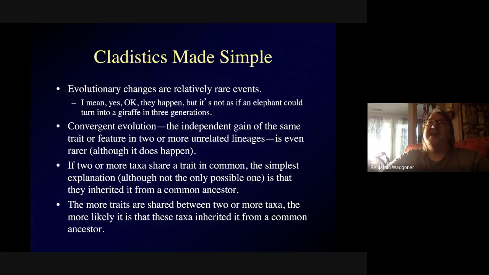Most of the time, organisms that are not closely related to each other are going to evolve on independent trajectories. And it won't be that often that they end up evolving towards the same phenotype. And so if you have two or more taxa, remember, a taxon can be a species or it can be a larger grouping. It's any biological group. If two or more taxa share a trait, the simplest explanation is that they inherited it from a common ancestor. It's not the only possible explanation. It could be convergence. It could be due to chance. It could be because evolution is having a weird sense of humor or something like that. But the simplest explanation is that if two or more taxa share a trait, it's because they inherited it from a common ancestor, because convergence is rare. And the more traits are shared between two or more taxa, the more likely it is that these taxa inherited it from a common ancestor.